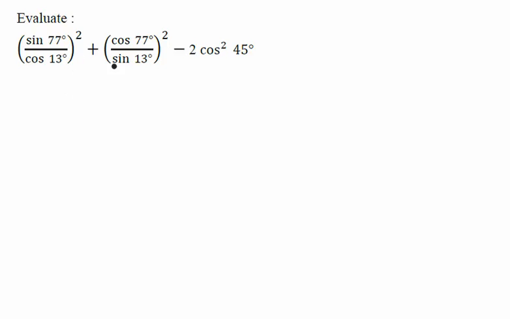Okay, so in this expression we have to simplify and find the value, right? If you look at this expression, you will see values like 77 degrees and 13 degrees, and the same values are repeated in the second bracket, but the third term has 45 degrees. 45 degrees is a standard value. We already know the value of cos 45 degrees: cos 45 degrees is equal to 1 by root 2. So there will be no problem in solving the third part, I can directly use the standard value.